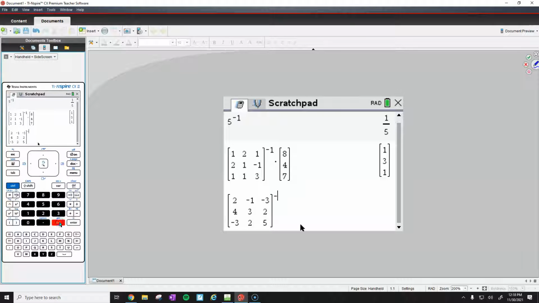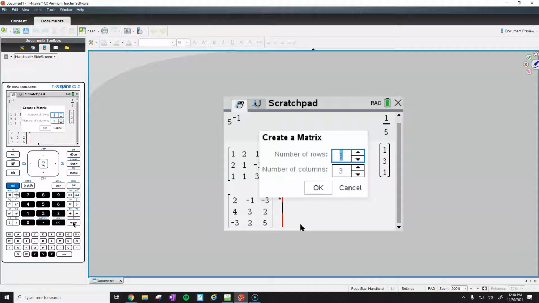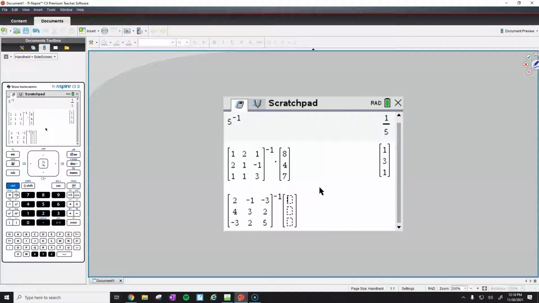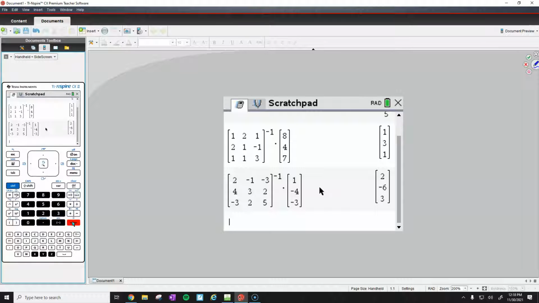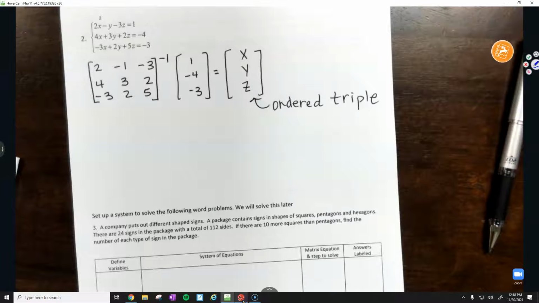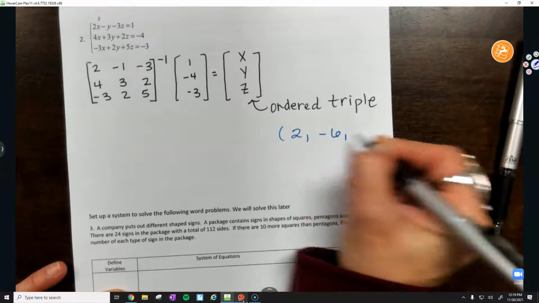Don't forget, when you raise it to the negative first, you get out of exponent mode before you go to another matrix template. And remember, for your answers, you only want one column. 1, -4, -3. Okay. Did you guys get that? Yes. All right, cool. So just remember, if it is not a word problem, you just have to write it as an ordered triple. So 2, -6, and a 3.